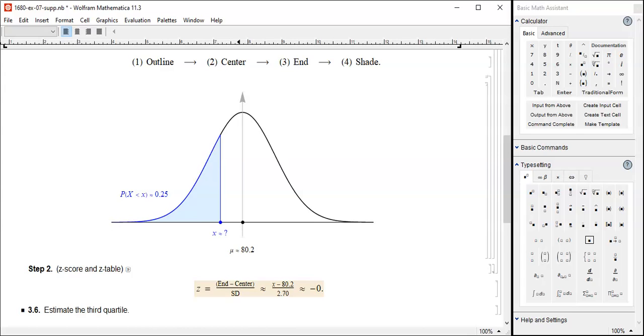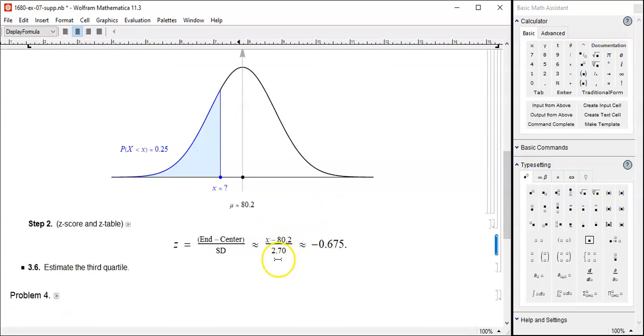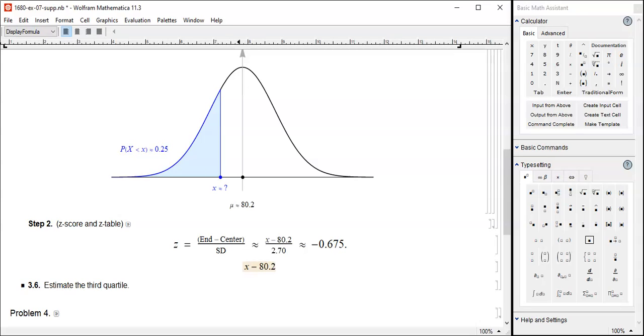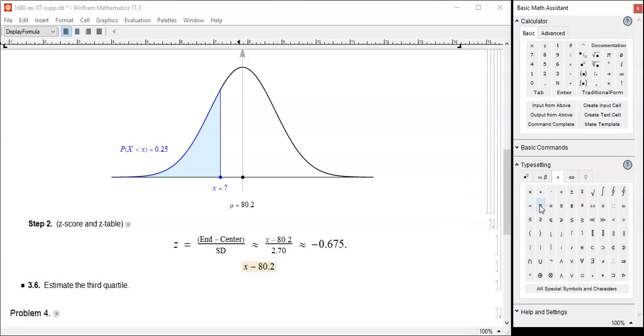Negative 0.675. From here, we can solve for x. Just some algebra and you can solve for x. So x minus 80.2 is approximately equal to negative 0.675 times 2.70. If you flip over the denominator to the other side, you can punch in the calculator now, but I usually do it later. Flip this one over to the other side.